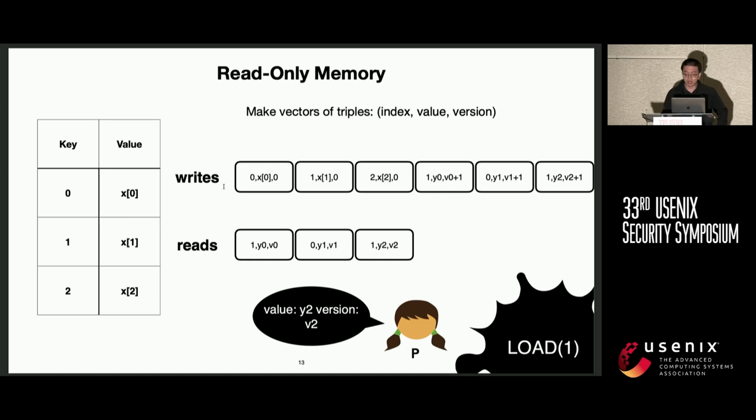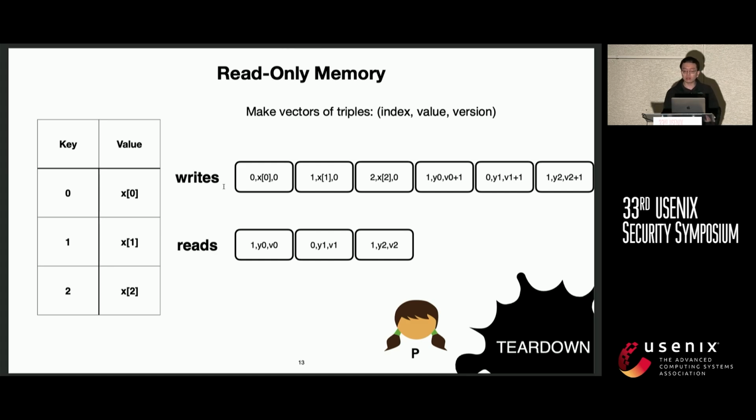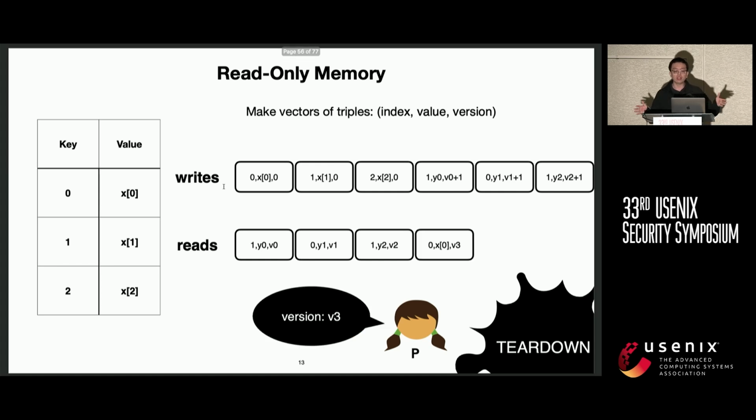And then finally, when you finish your access, we ask a prover to perform a teardown phase. Essentially, here a prover is allowed to tell us what is the latest version of each index. For example, here 0, x0, v3, meaning that the last time this x0 was accessed is the version v3, which should be 1 in this case. Similar for 1 and 2.